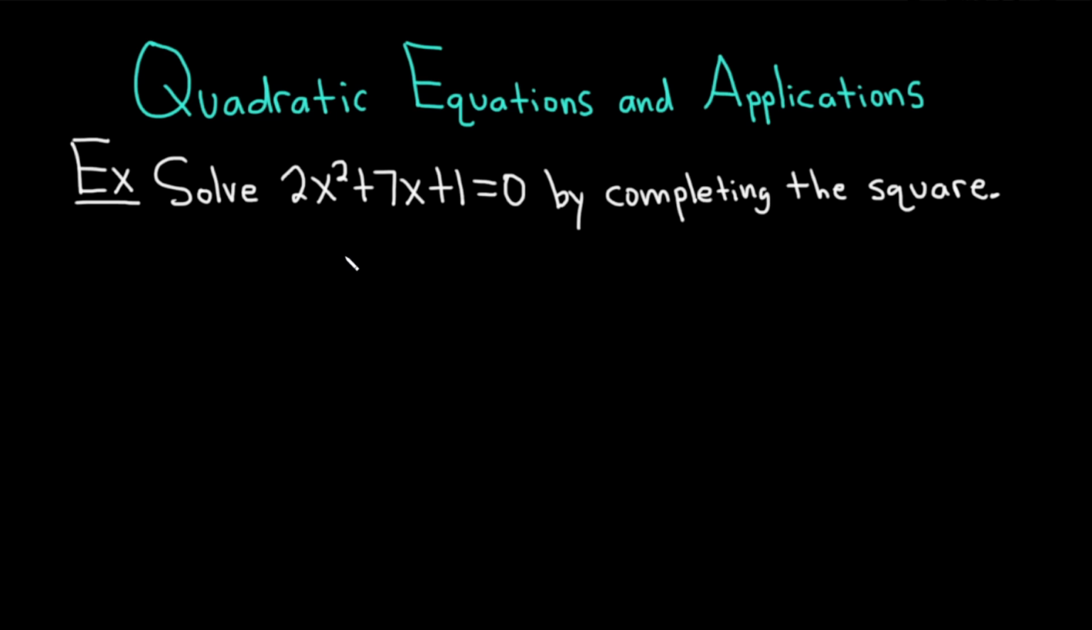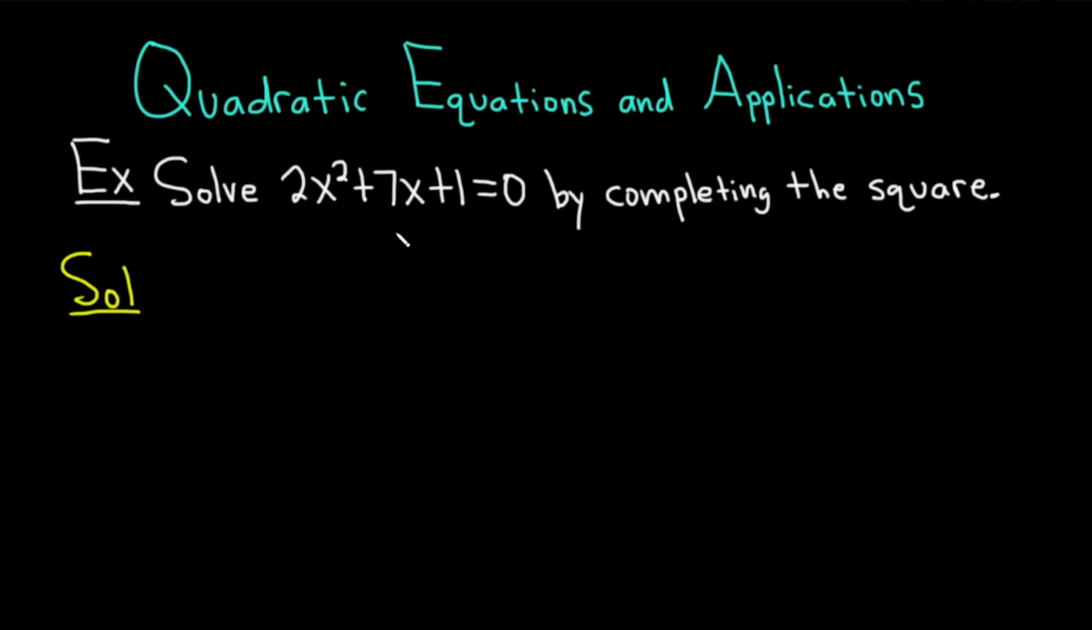In this video, we're going to be discussing quadratic equations and applications. We're going to do an example of solving a quadratic equation by completing the square. The question says, solve 2x squared plus 7x plus 1 equals 0 by completing the square. Let's go ahead and carefully work through it. Solution.